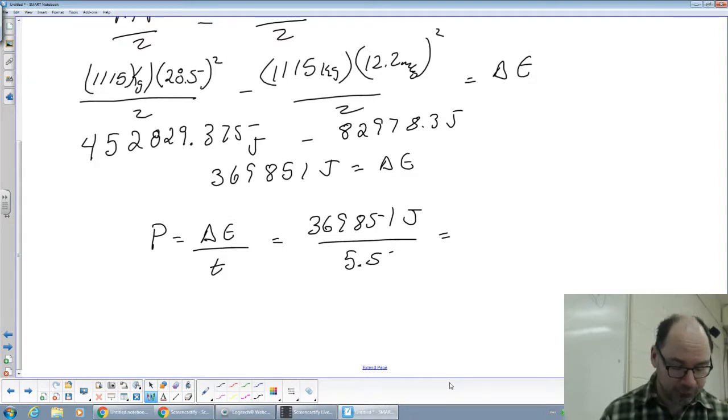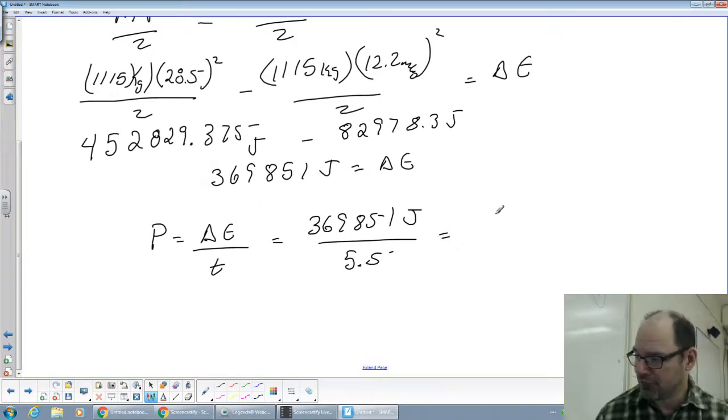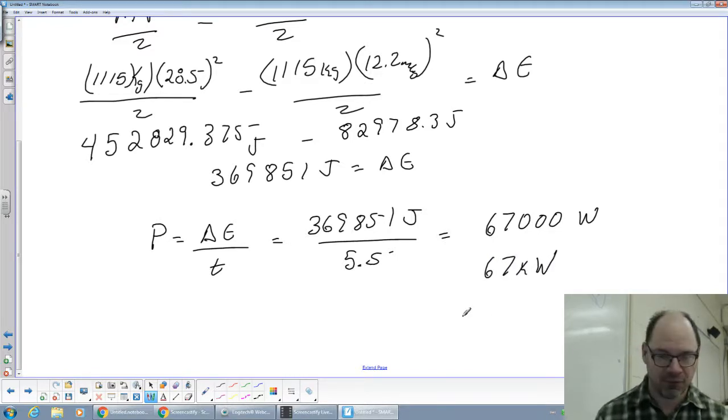And you get, to two significant figures, 67,000 watts, or if you like, 67 kilowatts. Okay, Watt's named after James Watt, so that's why it's capitalized W. It's named after a scientist. And that's 4 different kinds of power equations using changes in energy, changes in work, and so forth to figure out different various problems.